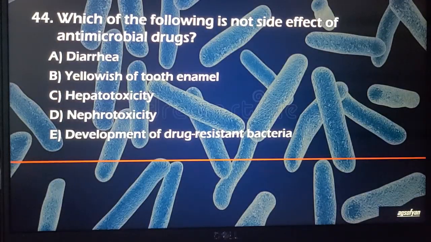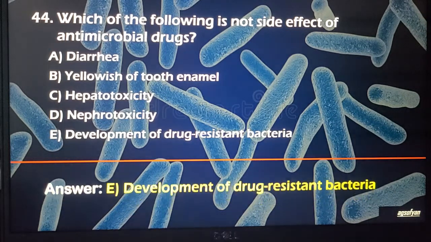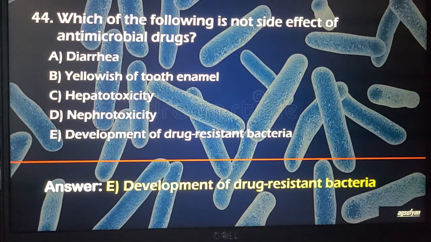Number 44. Which of the following is not side effect of antimicrobial drugs? A. Diarrhea. B. Yellowish of tooth enamel. C. Hepatotoxicity. D. Nephrotoxicity. Or E. Development of drug-resistant bacteria. Choose your answer. Yes, the answer will be E. Development of drug-resistant bacteria.